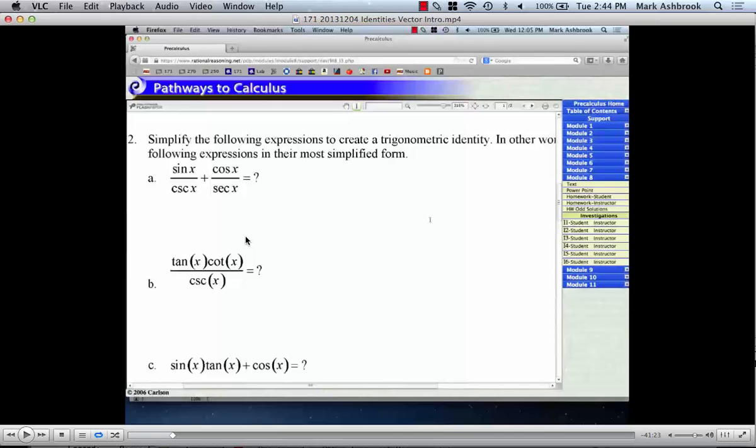So in doing that, here's the common technique: change everything into sines and cosines. That's one really important strategy. So for this first one, part A, we can start by changing cosecant, and what is cosecant equal to? 1 over sine. And what is secant equal to? 1 over cosine. So that's a first step. We're trying to simplify this expression by using identities. So here's the first use.